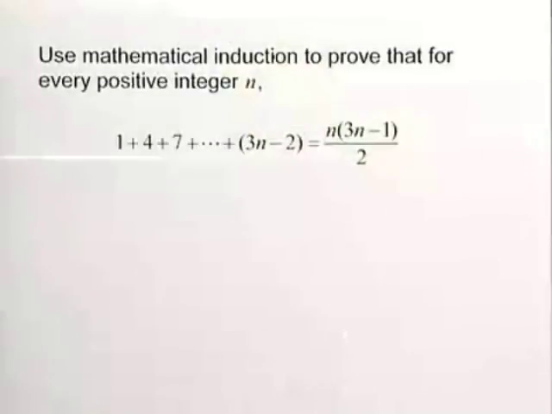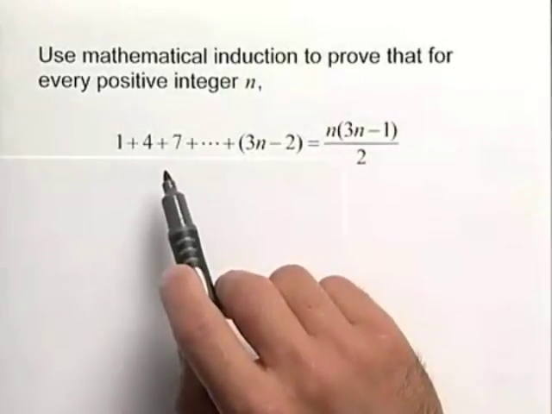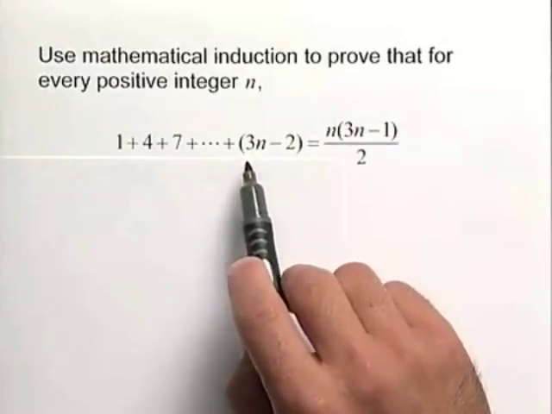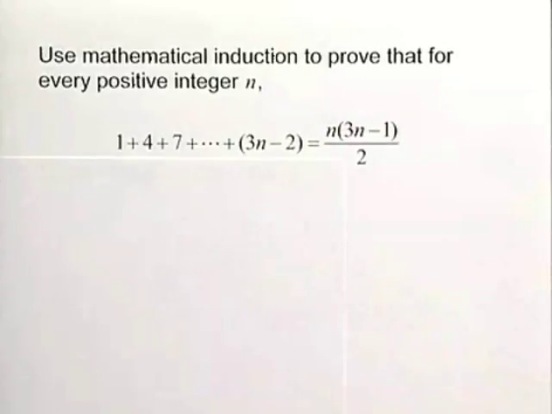Let's look at an induction problem. We're going to use mathematical induction to prove that for every positive integer n, the following is true: 1 plus 4 plus 7 plus ... plus 3n minus 2 is equal to the formula n times the quantity 3n minus 1, all divided by 2.